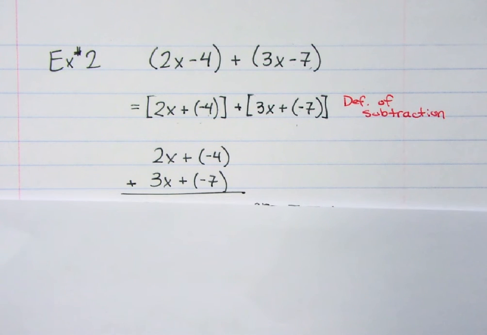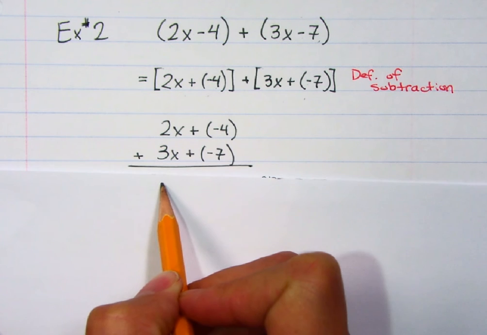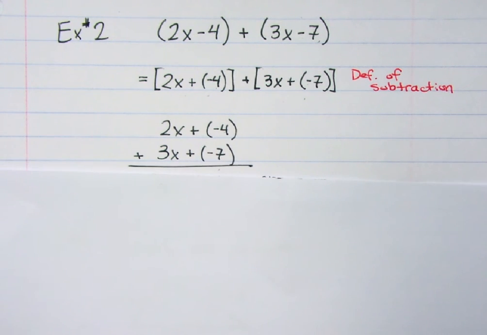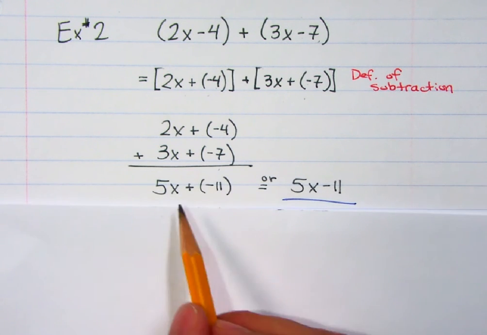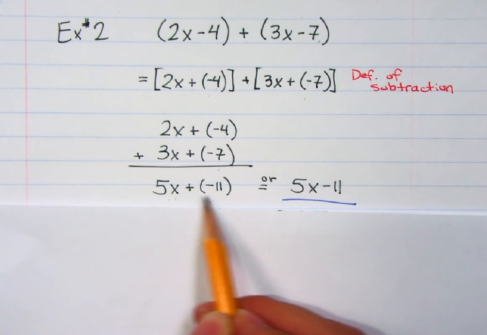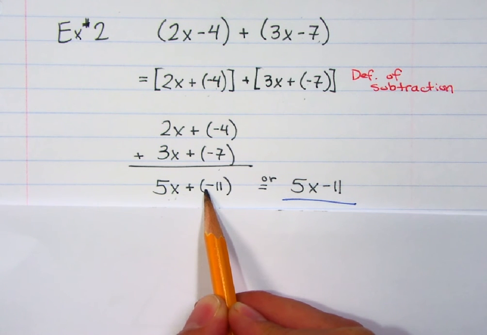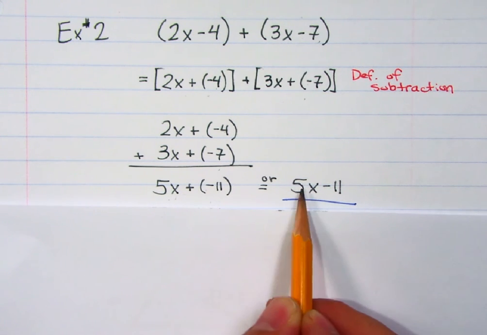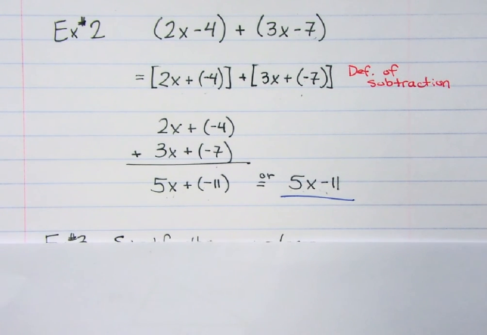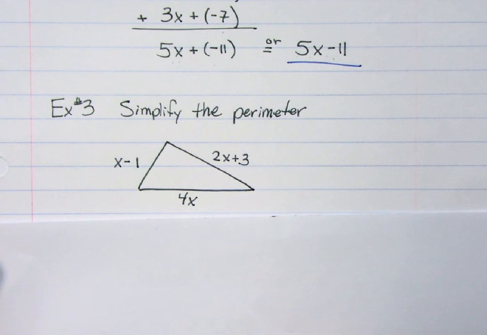I could line them up vertically if I wanted to, right? The 2x and the 3x are like terms, so those together will combine. And the negative 4 and negative 7 are also like terms, or constants, so those can combine. And if I add straight down, I end up with 5x and a negative 11. At the end, I want to get rid of the plus and negative stuff going on here, so we're just going to leave it as 5x minus 11. That would be my final answer. And here's my last one here. Simplify the perimeter. Go ahead and try this one out and see what you get.